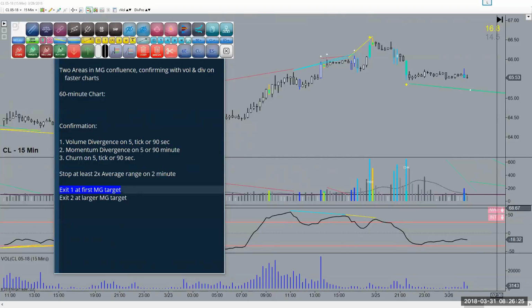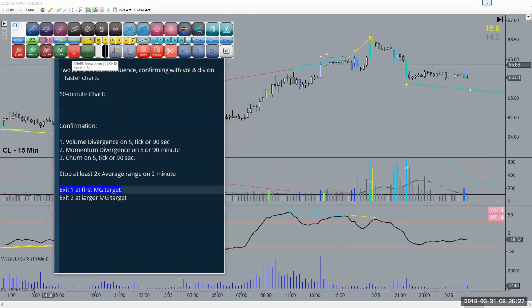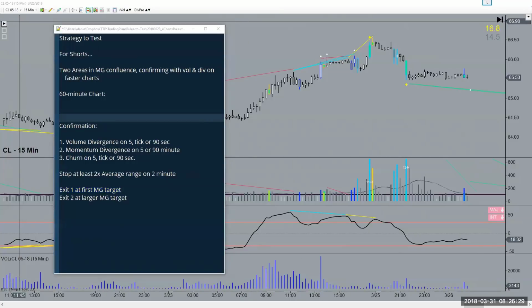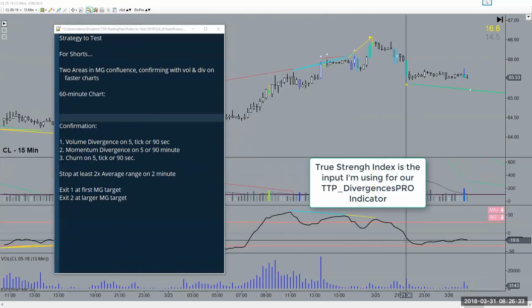Indicator at the bottom of the panel. You mean the divergence indicator, this one? It's the TSI.